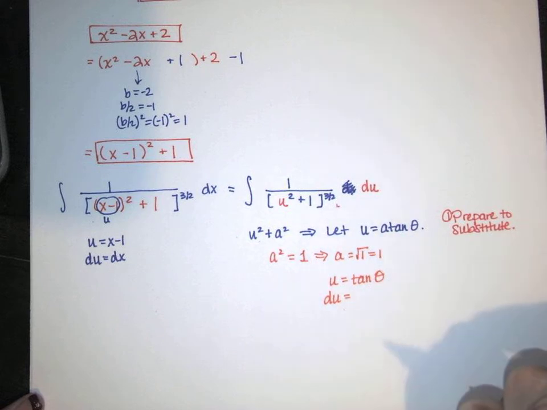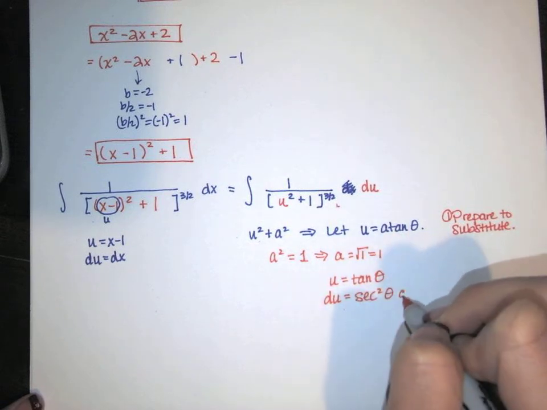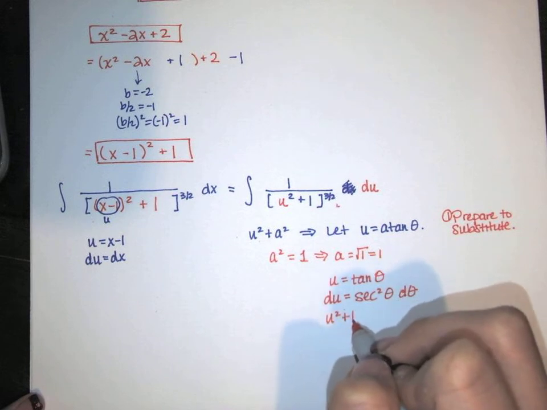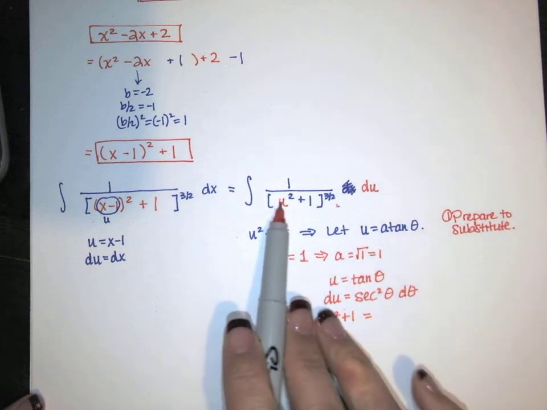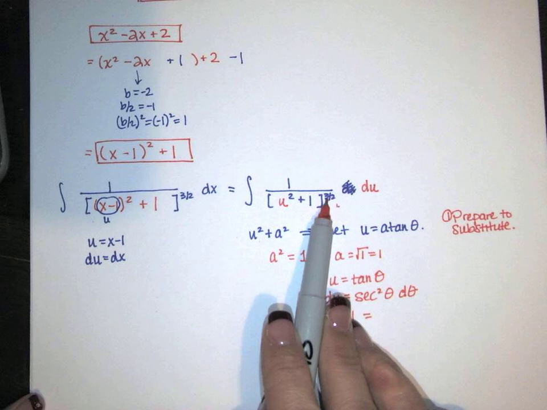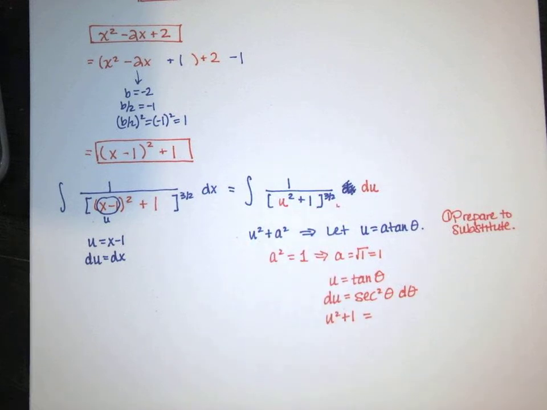Du is the derivative of tan theta. That's secant squared theta. Don't forget your d theta. And then u squared plus 1. We could write that as the square root of u squared plus 1 quantity cubed. You could write that a lot of different ways that would include a square root. You don't have to. The idea is just to simplify this using our trig identities.